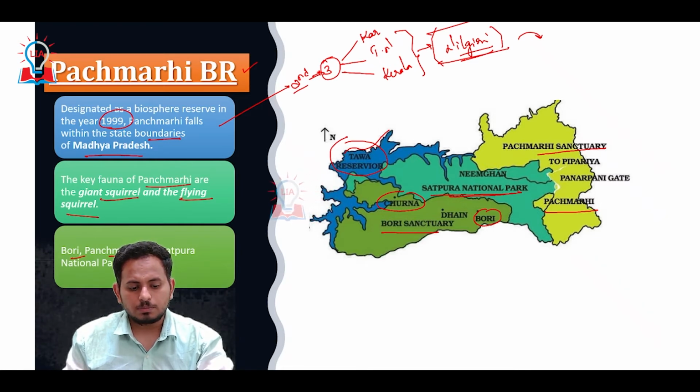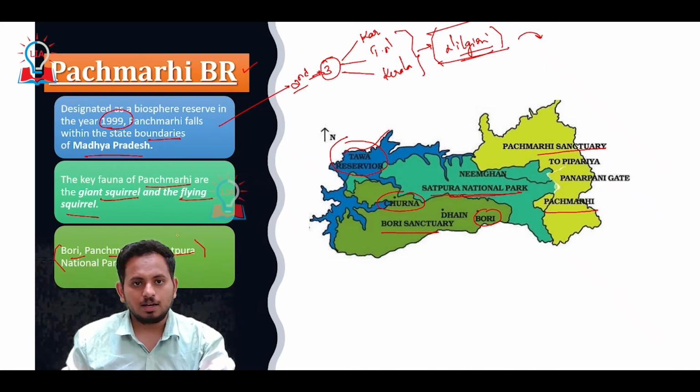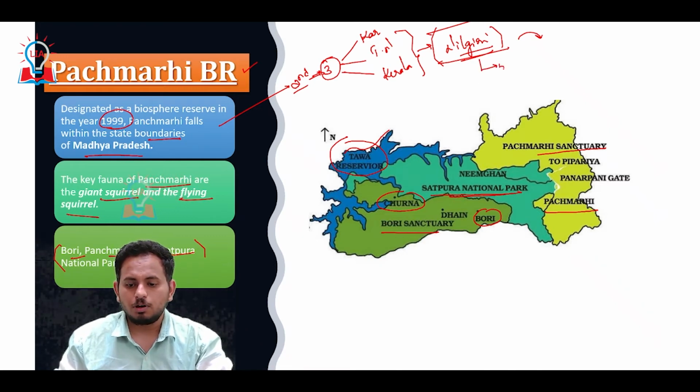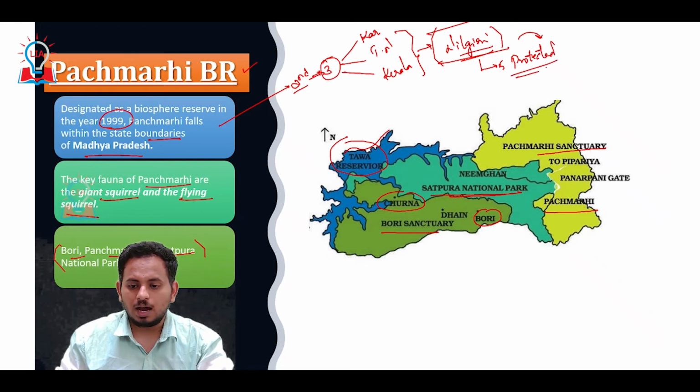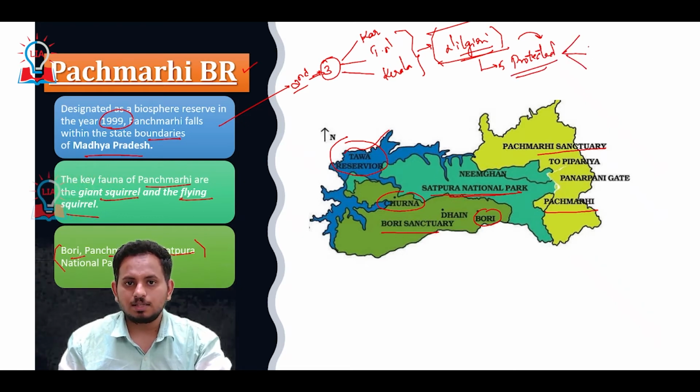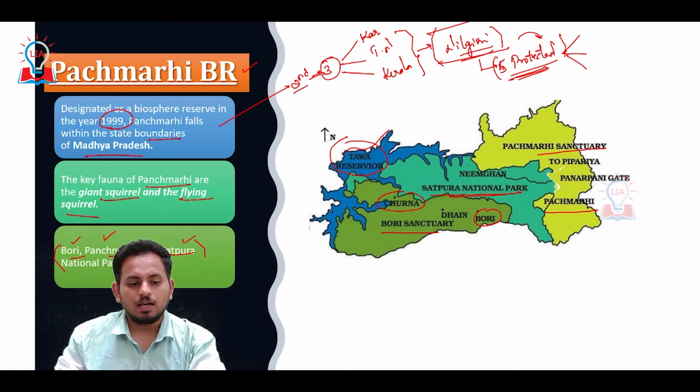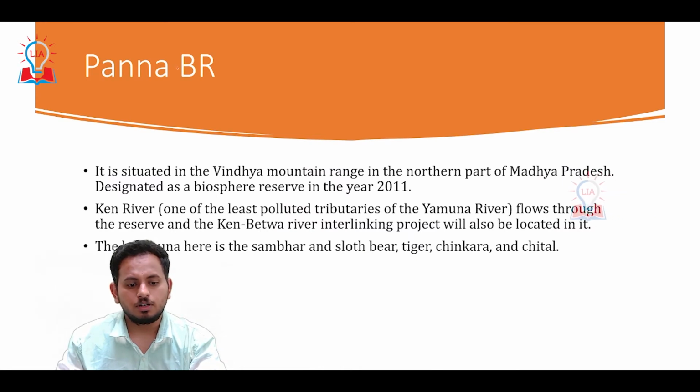Bori, Pachamarhi and Satpura National Park are the protected areas inside the Pachamarhi Biosphere Reserve. When we are talking about the Nilgiri Biosphere Reserve, we have talked about 5 protected areas. These 5 protected areas are distributed between the 3 states, Karnataka, Tamil Nadu and Kerala. So it is important for you to know all these 5 protected areas. Similarly, Bori, Pachamarhi and Satpura are the protected areas which are inside Pachamarhi Biosphere Reserve.